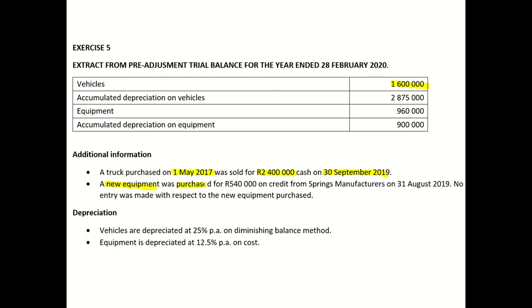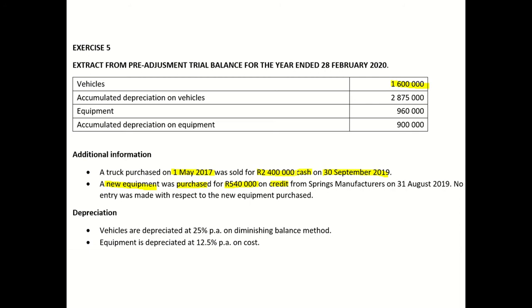We purchased the new equipment for 540. They gave us the cost price of this equipment that was purchased. And they also told us that it was purchased on credit. As much as they told us there that this asset was sold for cash, so we can have debtors control and bank. In this case, it is just a bank. Okay, now back to equipment.